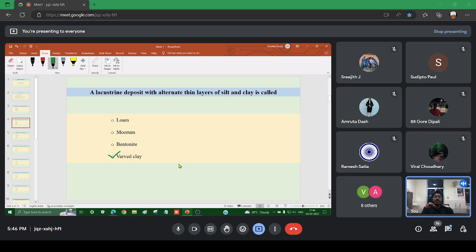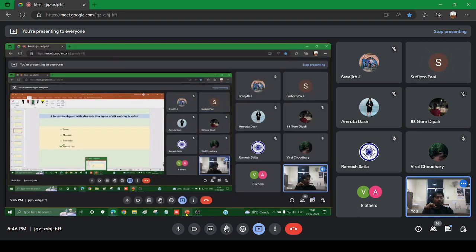Yes, warped clay is the correct answer. And now we should discuss the wrong answers. Okay, what is loam? How is murram formed?